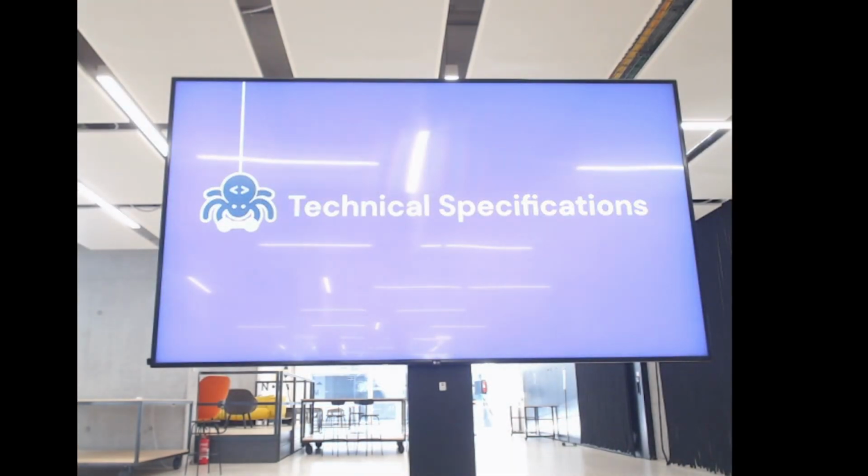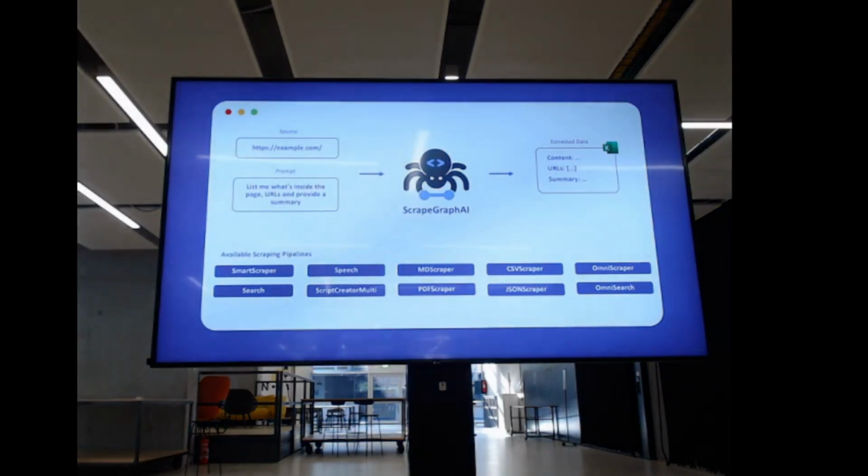Yeah, so let's get into the more technical specifications. This is the main overview of how the library works, what it does, basically. The most common pipeline is this one, where you just need to input a source. So for example, a URL, but you can also input some documents, so not only URLs. And also a prompt written like this, for example, list me what's inside the page, URLs, and provide a summary. And the library will process that and provide a structured data format. For example, with the content, URLs as an array, and summary.